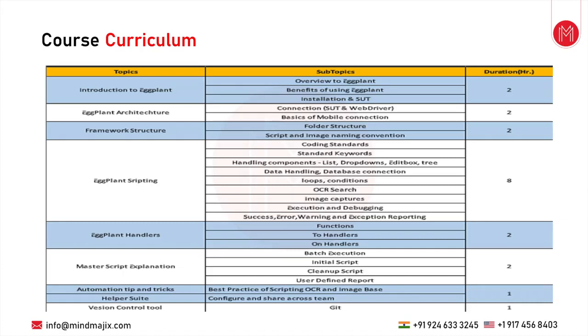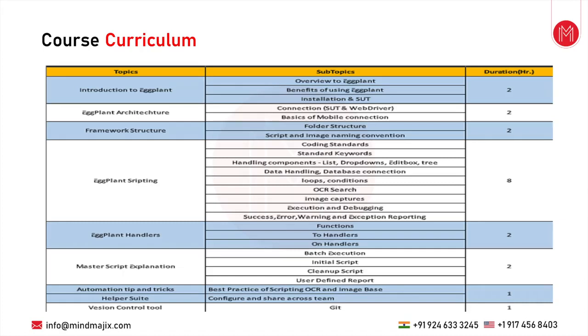The next part is automation tips and tricks. Here I'll also tell you the best practices of using OCR and image based. We should not use images all the time, because if the resolution changes, or because of a DPI issue, your script might not work on some other person's system. So for that, there are tricks: we should go for OCR itself.